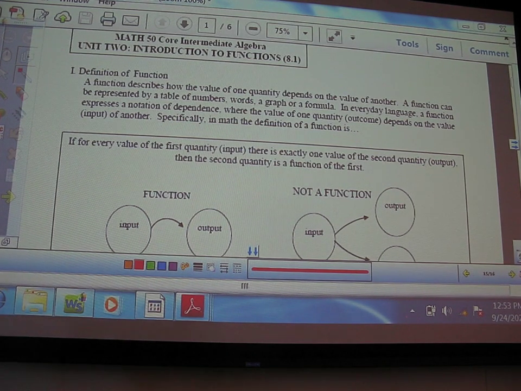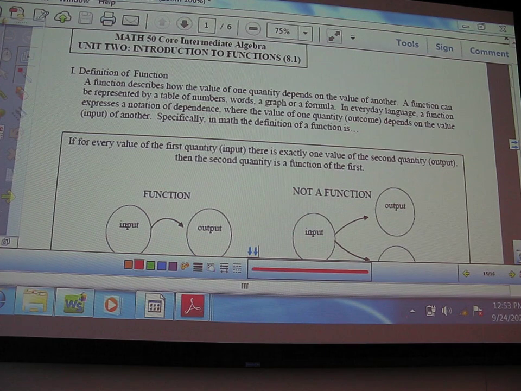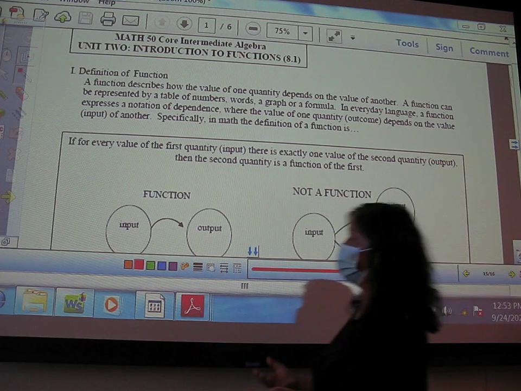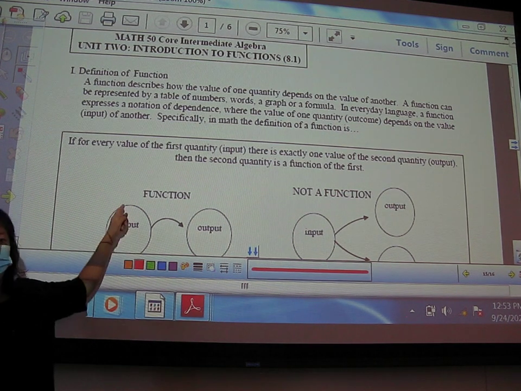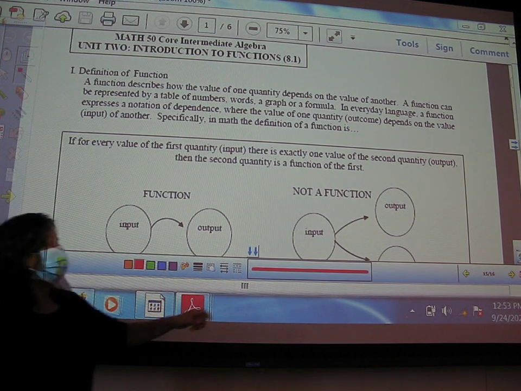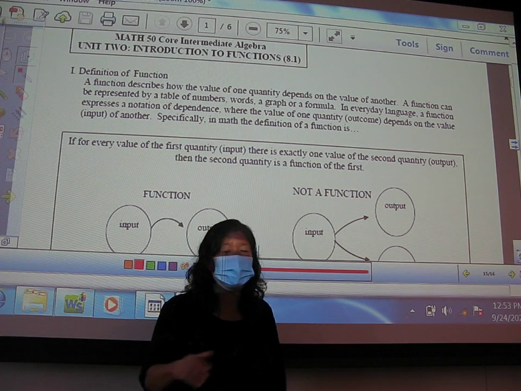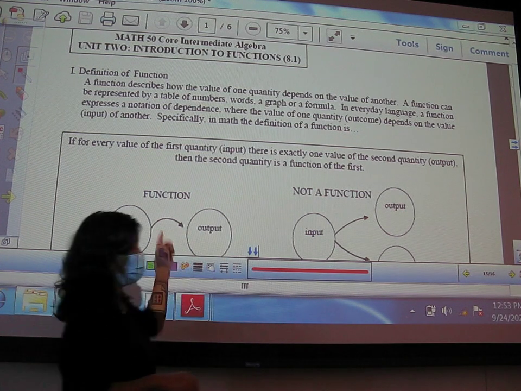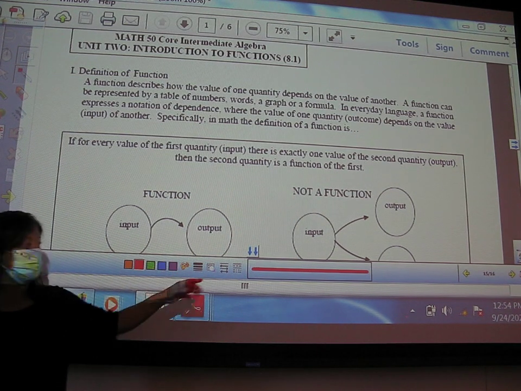The definition of a function is: if for every value of the first quantity, in other words, your input, your x, there's exactly one value of the second quantity, the output, your y, then the second quantity is a function of the first. So in other words, if I put an x in here and I only get one answer, that's a function. But if I put something in here and I could get two possible different outputs, and I'm not sure what I'm going to get, that's not a function. So a function should always know you're only going to get one thing if you put it in. You won't get two answers.